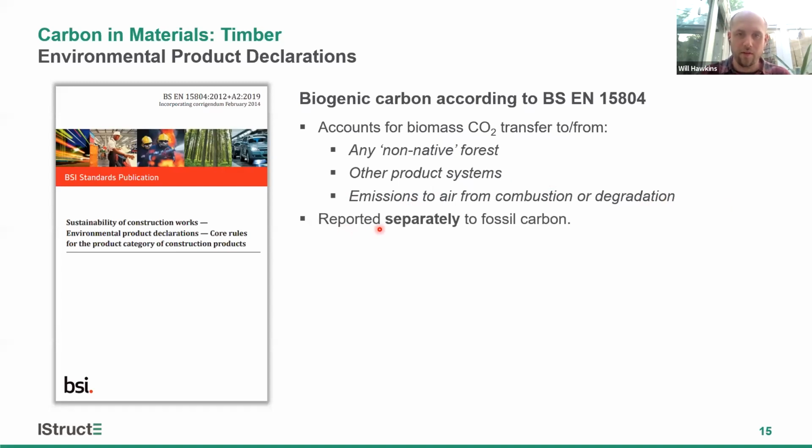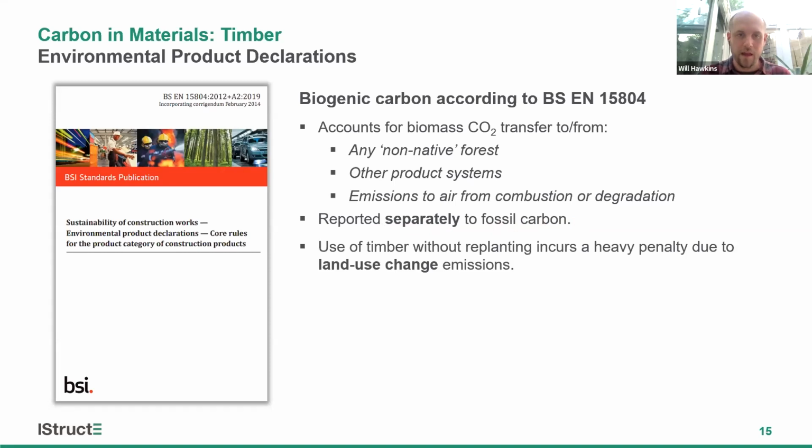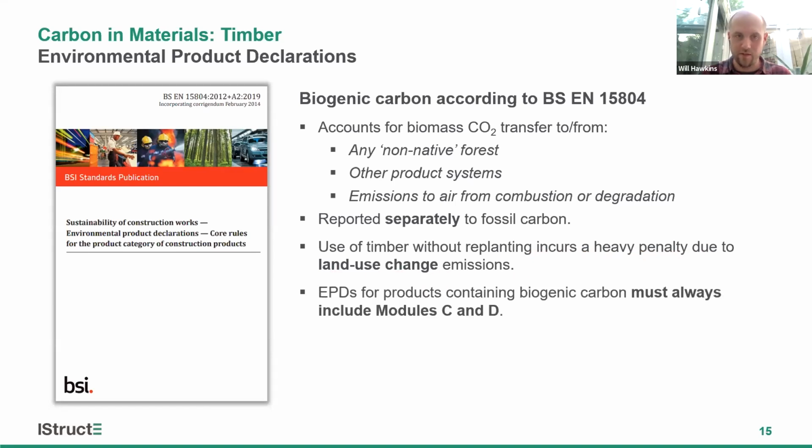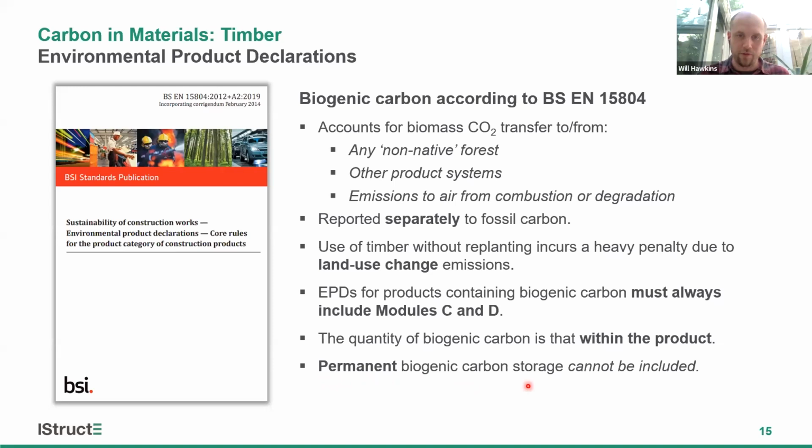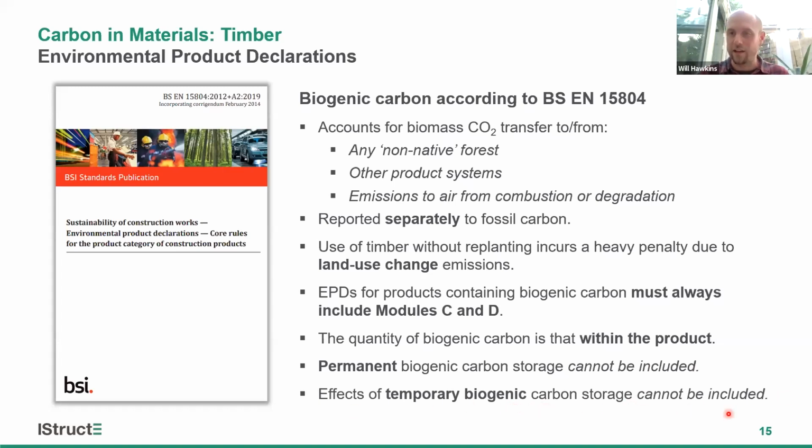It tells you to report biogenic carbon separately to fossil carbon. If you use timber without replanting, that incurs a heavy penalty due to land use change emissions. The EPDs for products containing biogenic carbon must always include modules C and D. So what they're getting at here is they want that cancellation to happen, and they're really explicit about it in this document. The quantity of biogenic carbon is that within the product, so not including the forest or the trees, just what enters the product system itself. The permanent biogenic carbon storage cannot be included. So at end of life, it has to leave the system again. And any effects of temporary biogenic carbon storage cannot be included either.